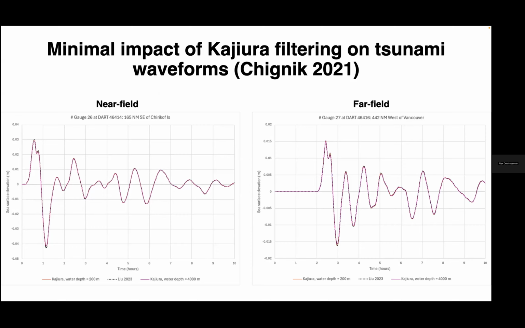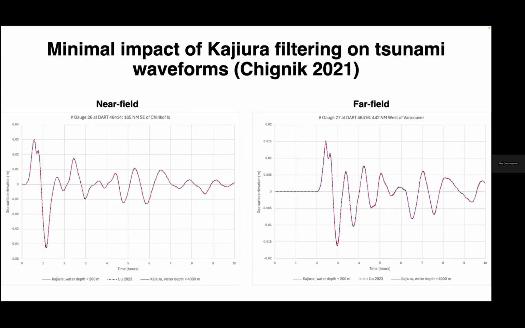So now an important question for the 2021 Chignik event is, does the Kajiura filter actually impact the tsunami signal? On the left is a near field DART station, and on the right is a far field DART station. And across both cases, the waveform from the original deformation and the filtered versions, while using both the shallow and deep representative water depths, show that the waveforms are almost indistinguishable.